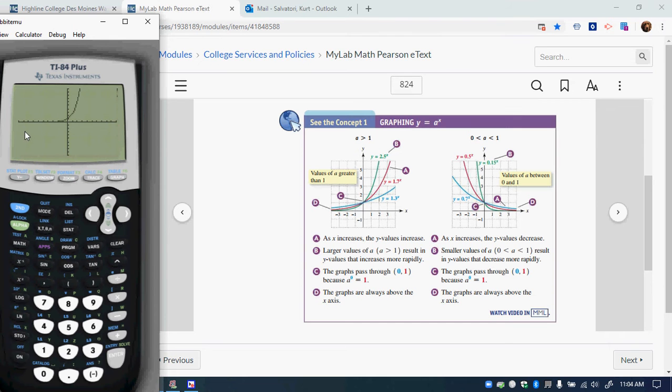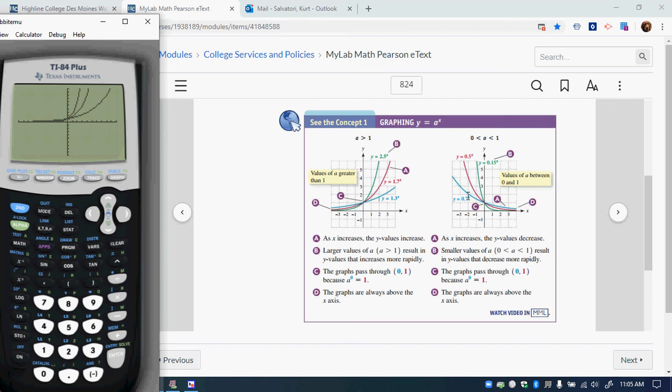And you can see here's what it looks like when it's 2.5. Okay, and then here's what happens when we make it smaller, 1.7. It doesn't grow as fast. And then this is the 1.3, which doesn't grow nearly as fast either. So as a gets larger, meaning as it gets bigger than 1, because that's what it did here, 1.7, 2.5, as it gets bigger than 1, the exponential growth increases quicker.